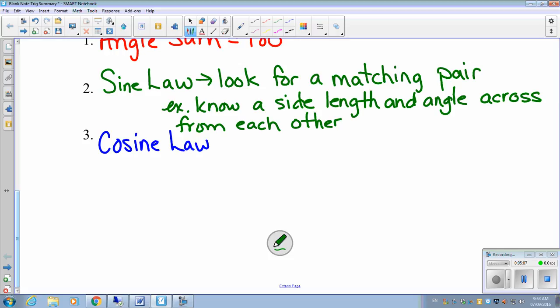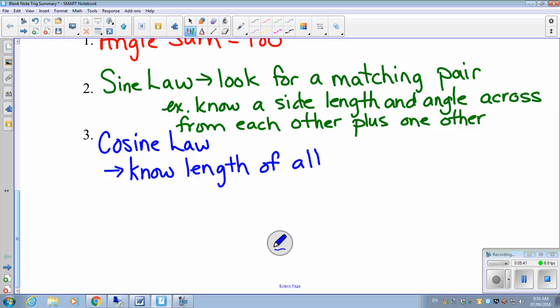So you need to know a side length and angle that are across from each other, or opposite each other, plus one other measure. So one other angle or one other side. And then you can use your sine law. To use your cosine law, it's a little bit different. Look at the diagram again, and to use your cosine law, there's two things you're looking for. If you know the length of all three sides, then you can use the cosine law if it's not a right triangle.